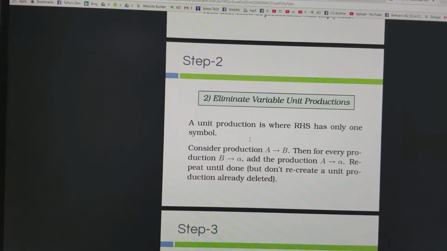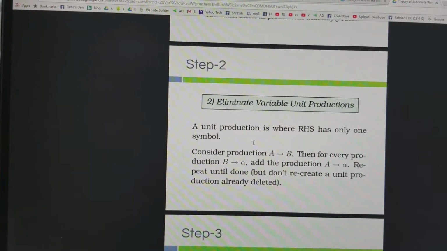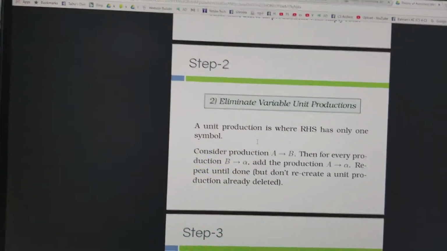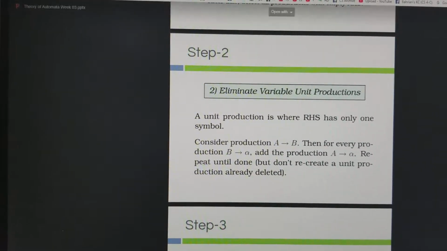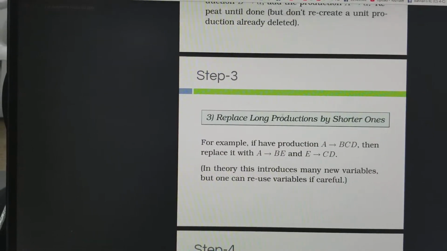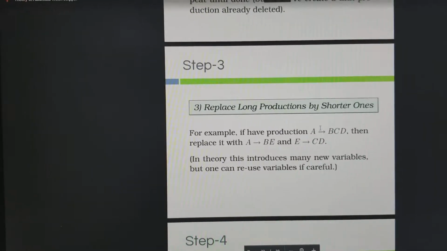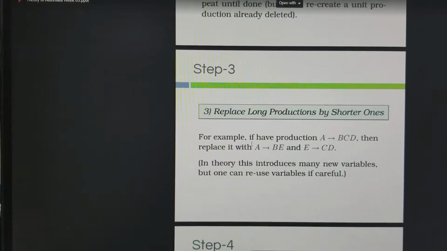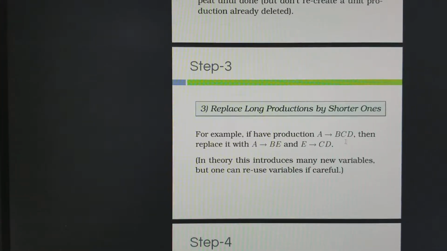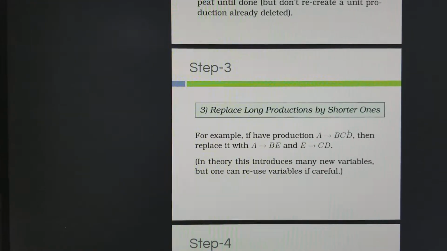Eliminate unit productions. A unit production is one where the RHS has only one symbol. Consider production A goes to B, then for every production B goes to alpha, add the production A goes to alpha. Repeat until done, but don't recreate a unit production already deleted. Replace long productions by shorter ones. For example, if you have a production A goes to BCD, then replace it with A goes to BE and E goes to CD. A with BE, and E with CD.